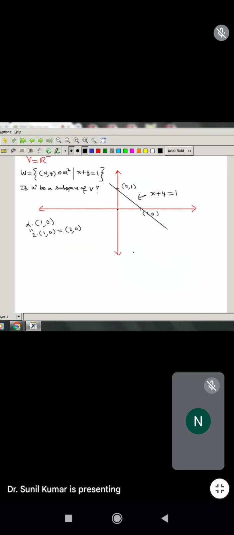Okay. So if I take W is equal to (x, y) such that (x, y) in R2 such that x plus y to be 0, and my vector space V equal to R2. So here what we proved, W is not a subspace of V. Okay. So now the next question is, is W a subspace of V?